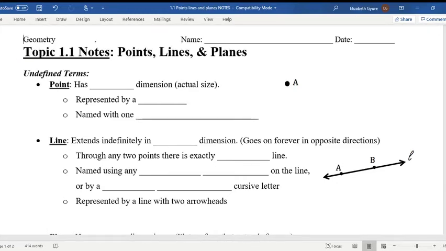Hey guys, for topic 1.1, we're going to be talking about points, lines, and planes. We're going to start off our guided notes with some definitions. So get ready to fill in the blanks.